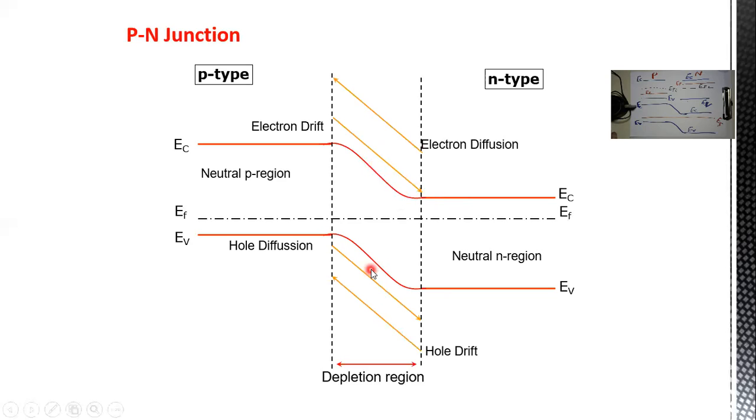Similarly, if you have a hole there, it will automatically drift and go to the left-hand side. So this region turns out to be a region where there are no electrons and holes. That's why we call this region by a very important name, the depletion region. My dear students, please be very careful while listening to this portion. It turns out to be an insulator. So please don't be depressed. It turns out to be an insulator.